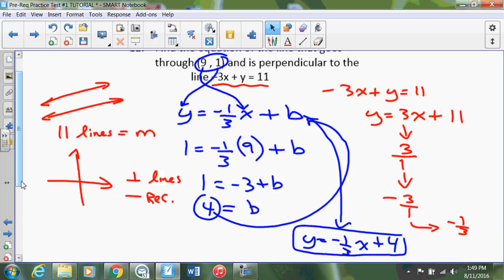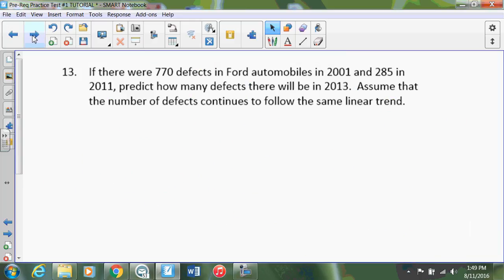Okay, so now we're moving on to some word problems. Let's look at 13. Okay, there were 770 defects in Ford automobiles in 2001 and 285 in 2011. Predict how many defects there were or there will be in 2013. Assume that the number of defects continues to follow the same linear trend. That was important. If we didn't know that it was following a linear trend, it could be exponential, it could have no relation. So we know that it's linear.